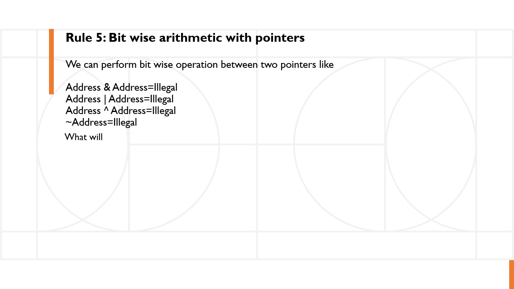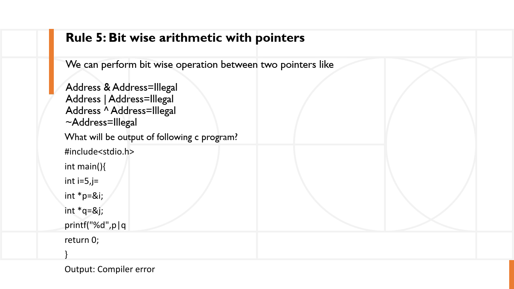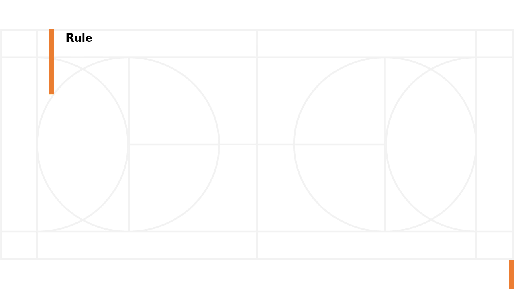Rule number 5, bitwise arithmetic with pointers. We cannot perform bitwise operations between two pointers: address and address is illegal, address or address is illegal, address caret address is illegal, and complement of address is illegal. Let's see with an example. Here I have I equal to 5, j equal to 10. Pointer p holds the address of I, and q holds the address of j. Printf p or q, which is illegal. Obviously it gives me a compiler error.